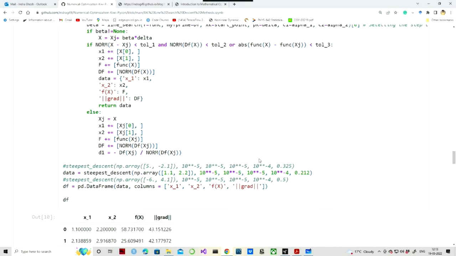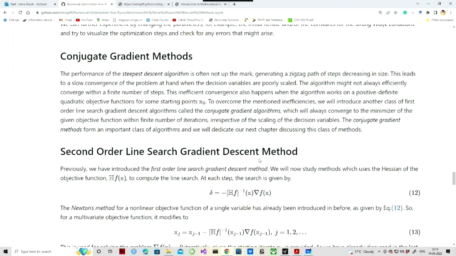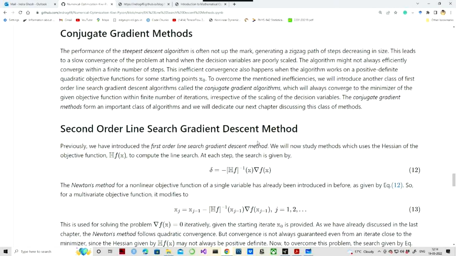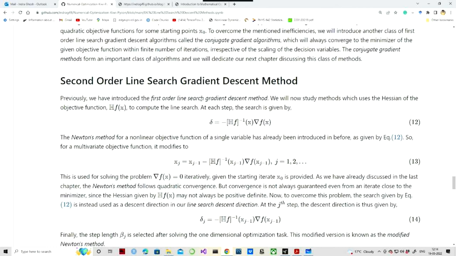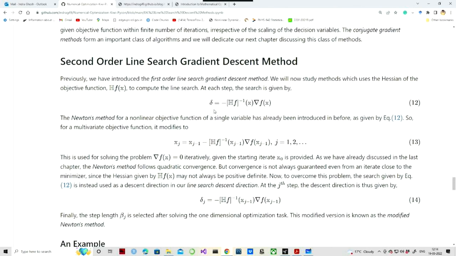And now there is another group of algorithms called conjugate gradient methods. And here I've written all the introductory things, so if you want, you can go through them. Previously we introduced the first order. So in the previous algorithm, we just used the first order derivative. But here we will also make use of the Hessians.